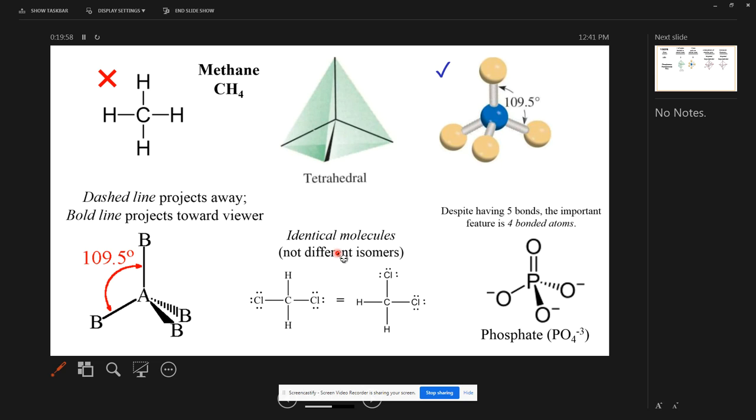So again, these are not isomers. They're exactly the same. Now, here's phosphate. It has 5 bonds, 1, 2, 3, 4, 5, but we don't care that there are 5 bonds. There are 4 individual atoms attached, and that is why it is tetrahedral.